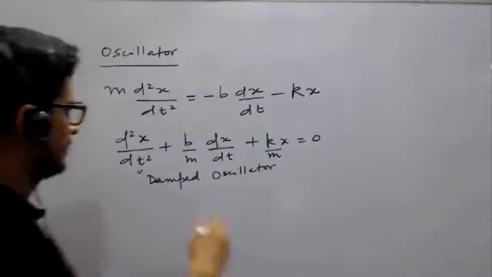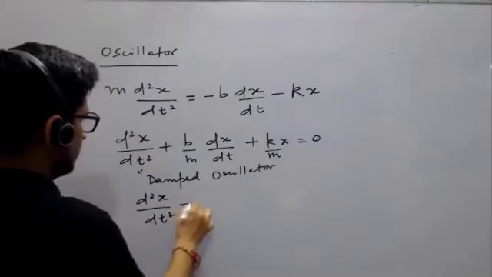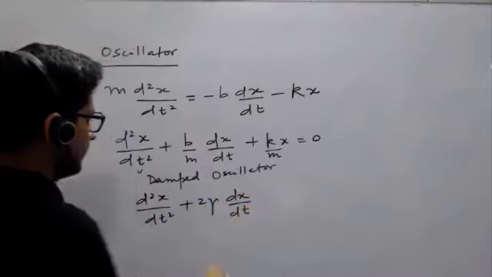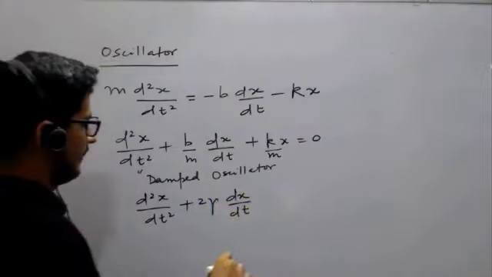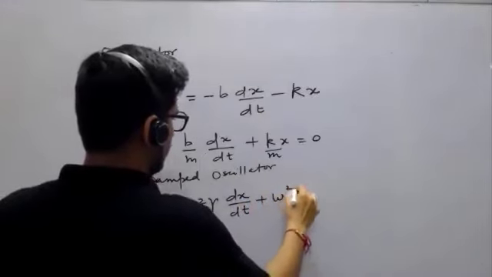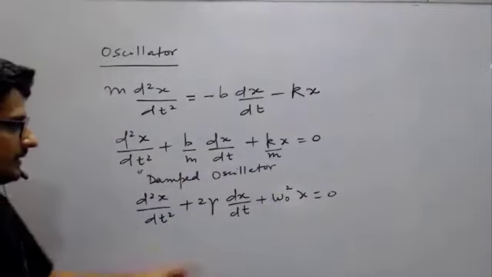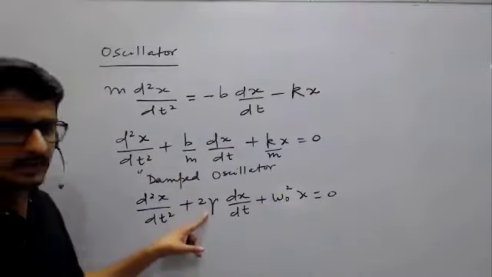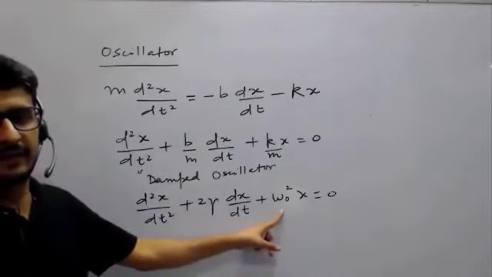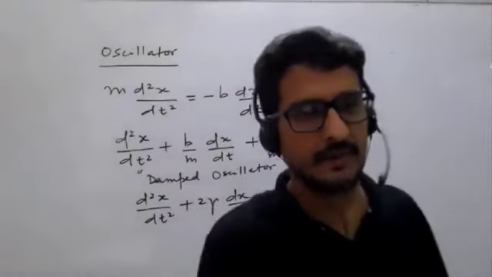So the same equation can be written in a more proper way. It is written like this: d²x/dt² plus 2 gamma dx/dt plus omega naught square x is equal to 0. So this is called the damping constant, and this omega naught is known as the fundamental frequency.